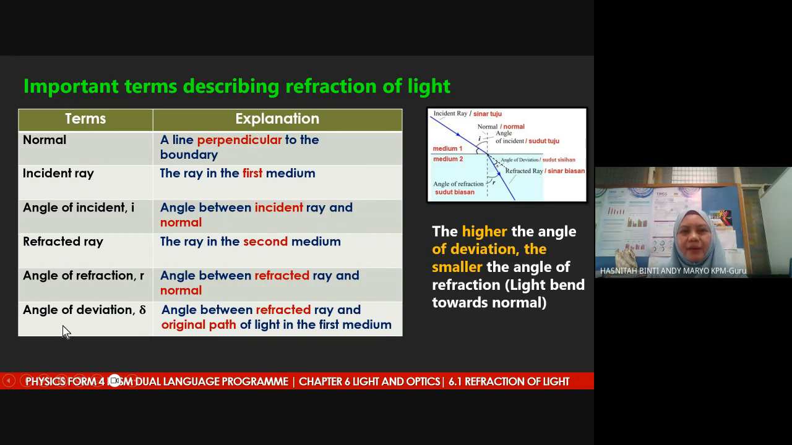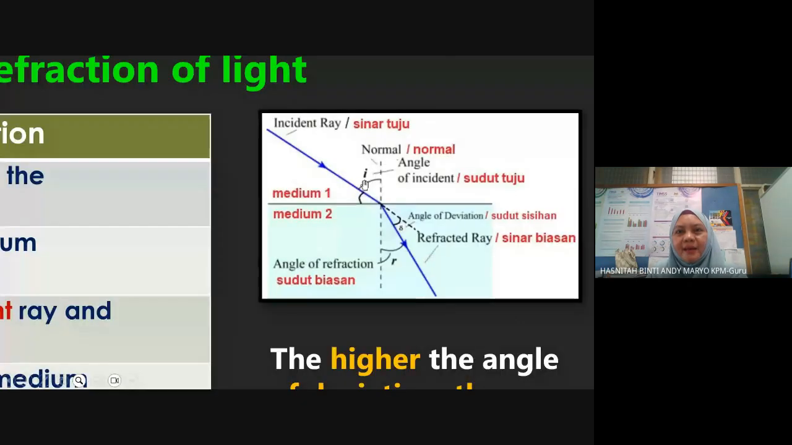And last but not least, we have the angle of deviation, with the symbol sigma. So what is the angle of deviation? You can see the angle of deviation there. It is the angle between the refracted ray and the original path in the first medium. If I zoom out for you, you can see I there, this is R, and this is sigma, the angle of deviation. It is the difference between the actual path in the air and the refracted ray in the second medium.